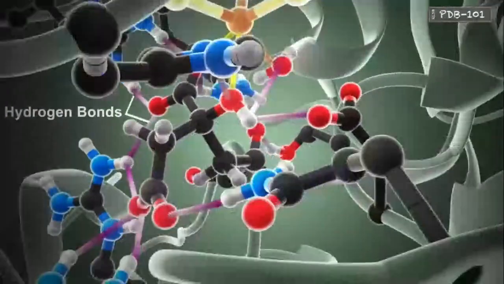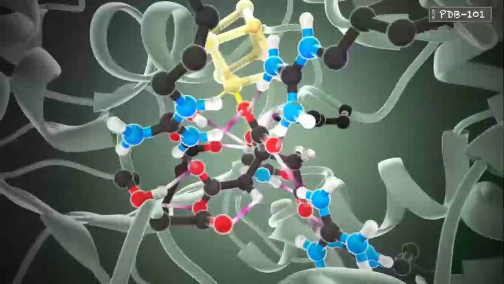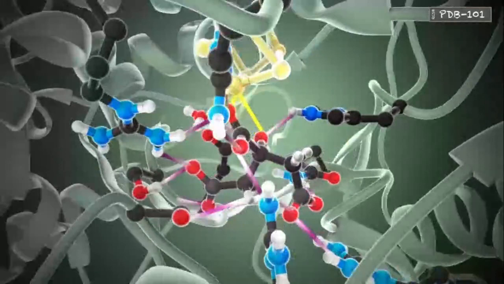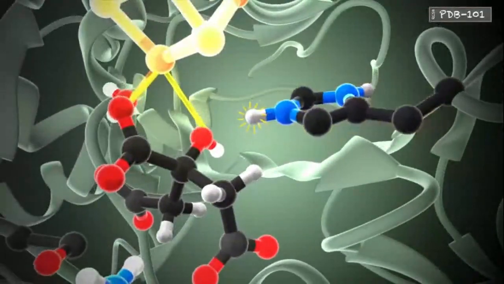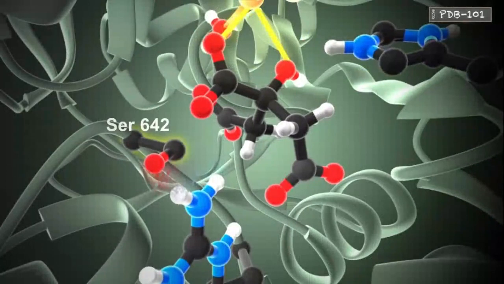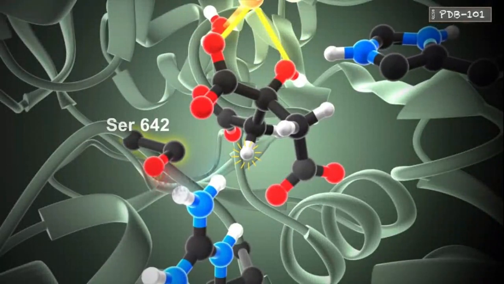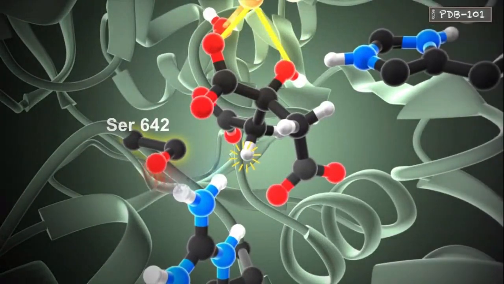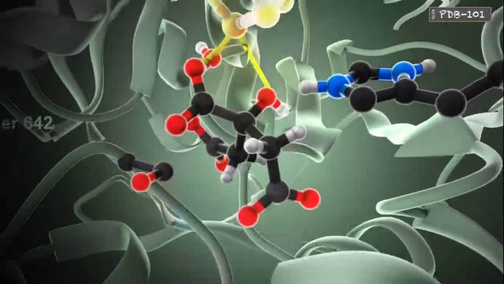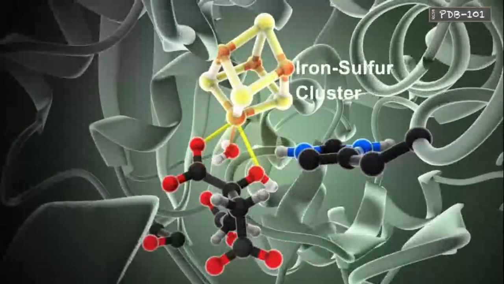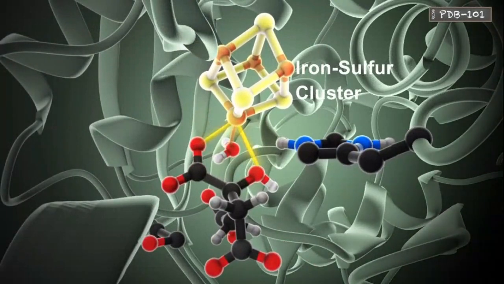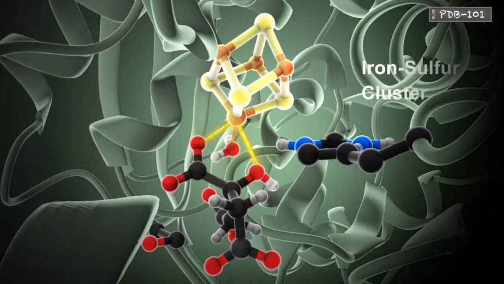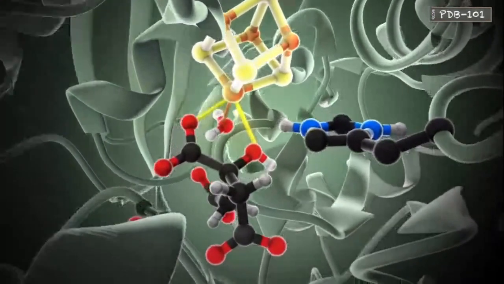For the reaction to begin, some amino acids are involved in recognizing and holding the substrate. Other amino acids are directly involved in catalysis. Histidine 101 acts as an acid by donating its proton. Thanks to the chemical environment of serine 642, it can act as a base by accepting the proton from the substrate. The active site of aconitase also contains an iron-sulfur cluster that stabilizes the substrate electrostatically and helps to position it relative to the catalytic residues.